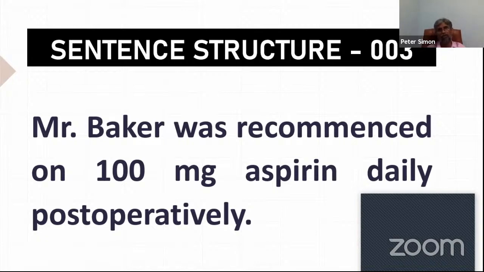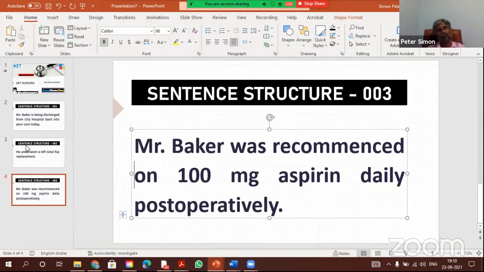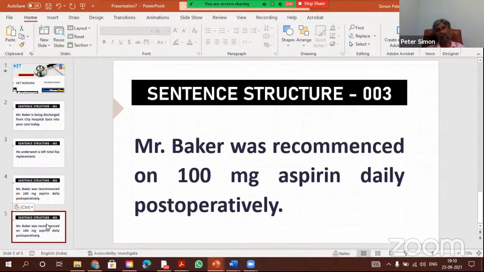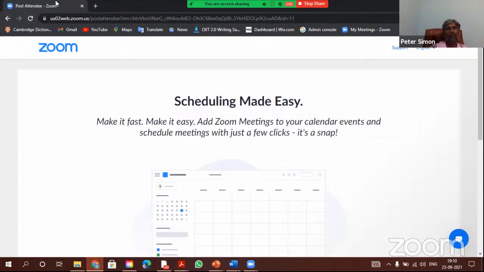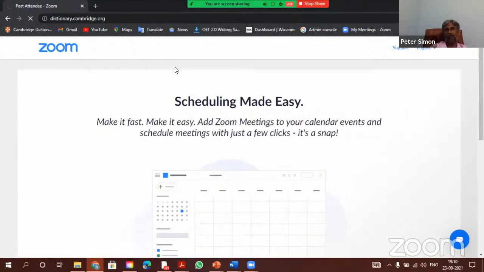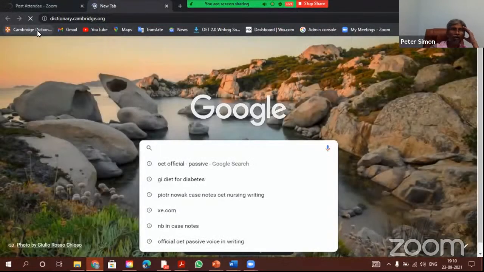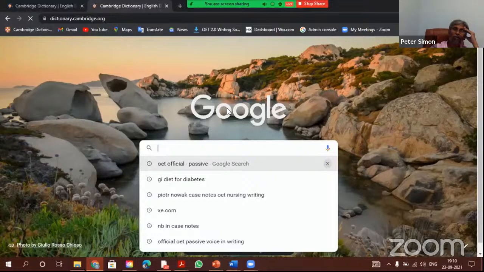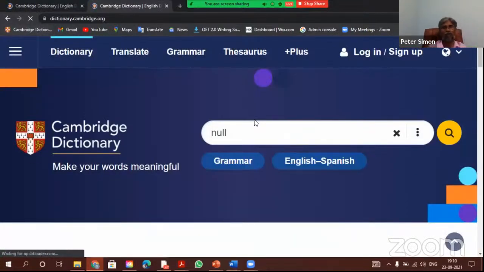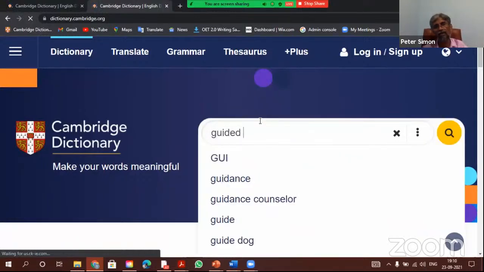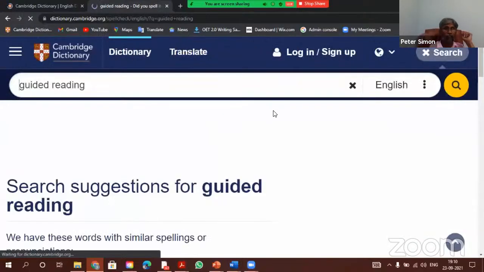Right. Next question, next sentence. Sentence structure 4. This is called guided learning. Many people don't know this is called guided learning. Now I'll show you. I'm teaching, I'm using a method, a style, a different approach here. Now let me show you. Now what is this? Guided reading.